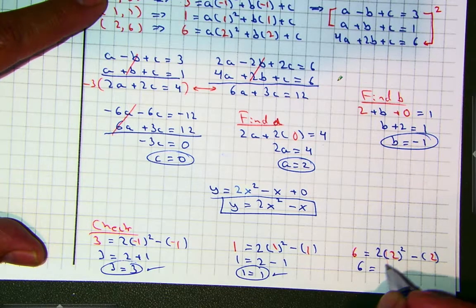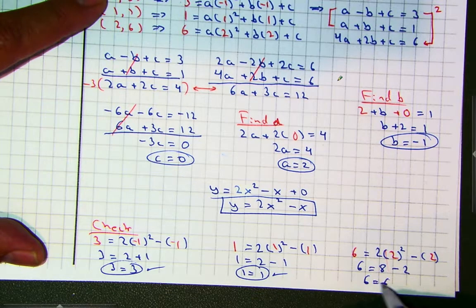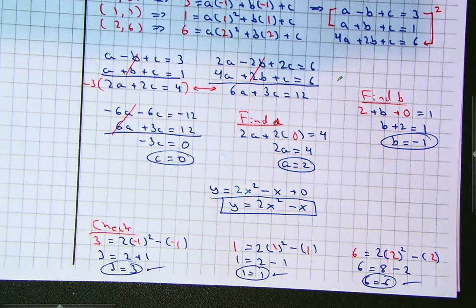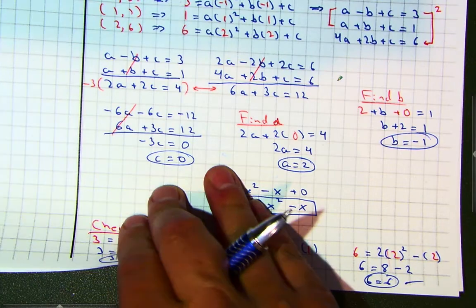So 6 equals, that is 4 times 2 is 8, minus 2 gives me 6. So checking your answers algebraically is just a very quick process that you kind of want to get used to, especially on the test.